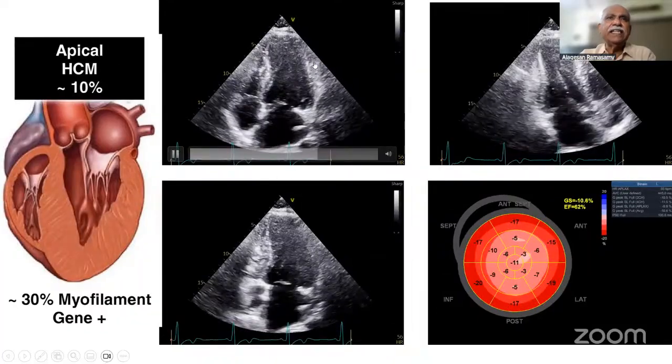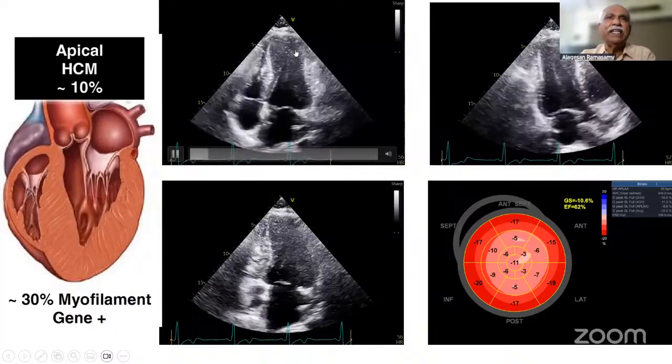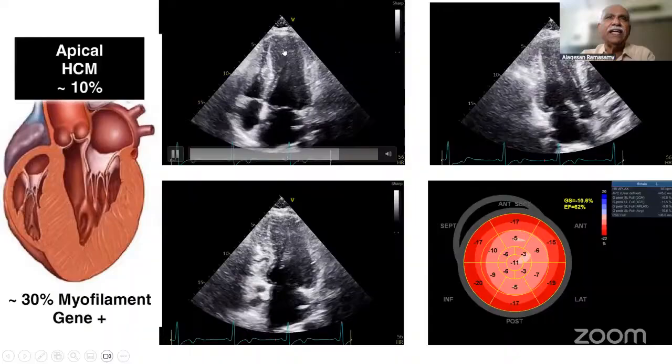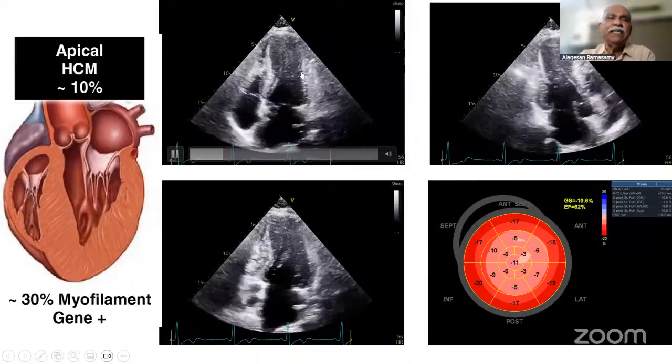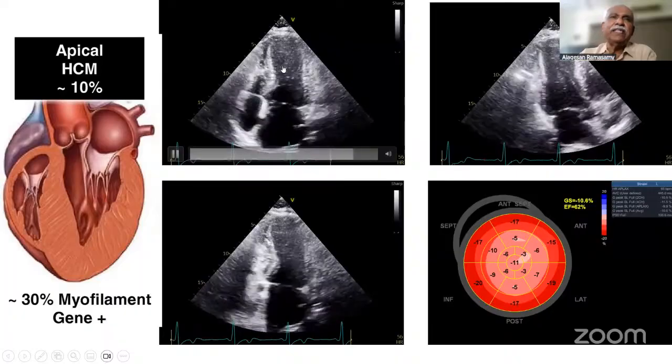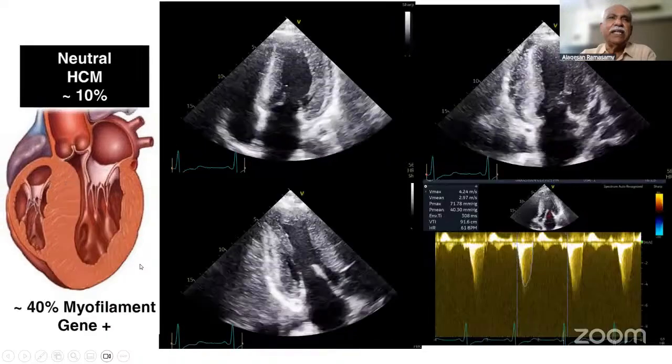And this is the apical type of hypertrophic cardiomyopathy, where the left ventricular cavity is markedly narrowed, and in the left ventricle, there is no cavity at all. So this type of apical type, sometimes after a few years, can develop midventricular obstruction and left ventricular apical aneurysm.